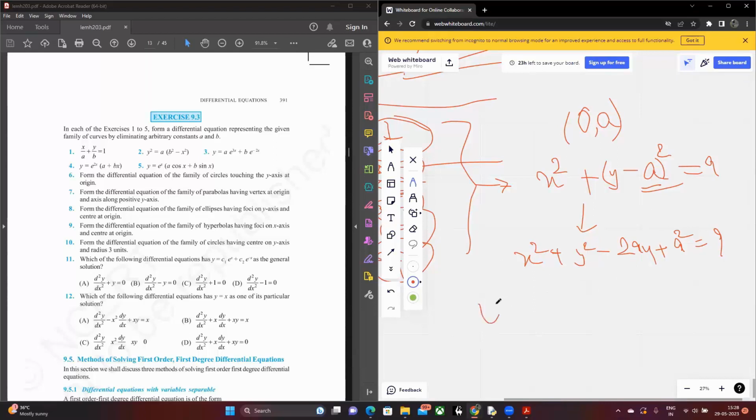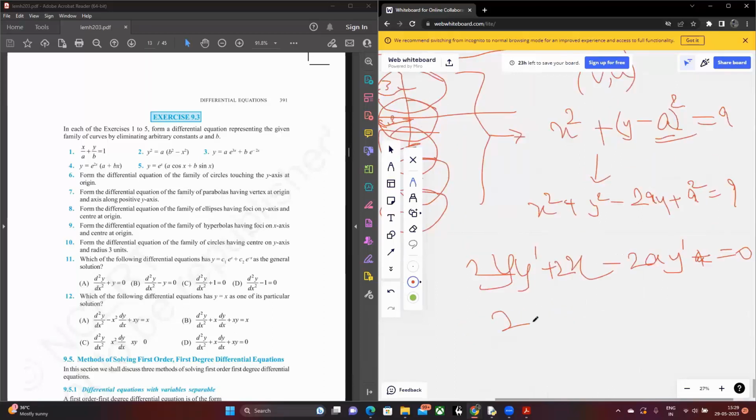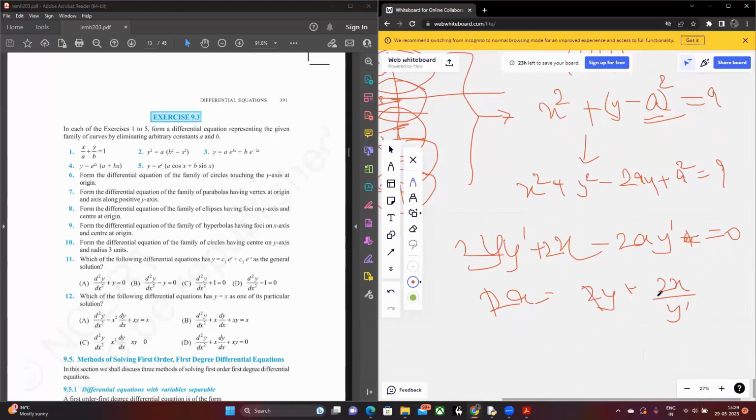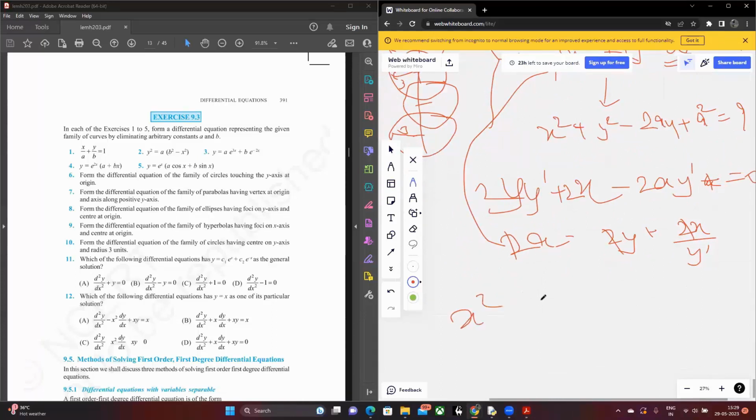So differentiate once, you get 2x plus 2y y dash minus 2a y dash, right? And so you basically get the fact that a is equal to y plus x by y dash, right? And so you basically substitute this in the above equation, right? You substitute this in this equation, because if you do this in the other equation, then you have to square it out, and that is a bit of a headache, right? So you basically do it in the simpler one.